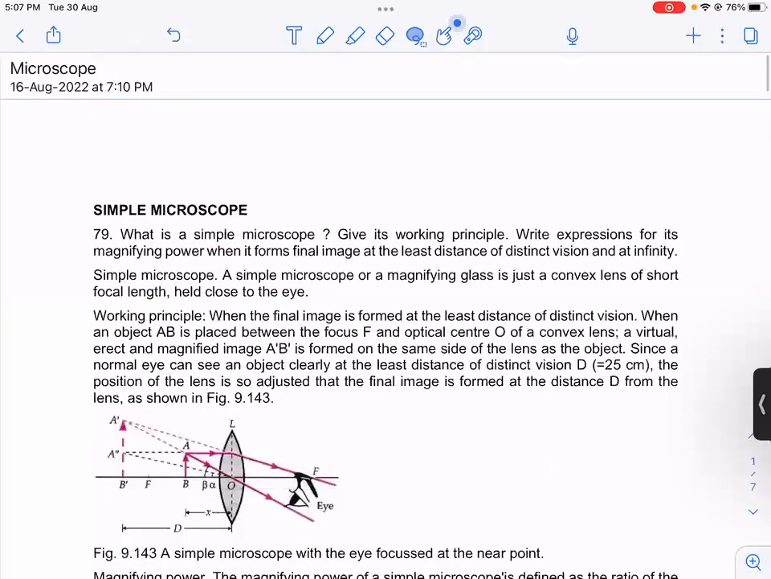Okay. So you know the name of this chapter, right? It's called ray optics and optical instruments. The ray optics part is over. We saw how the light gets refracted when it is passed through different kinds of optical substances. The last part that we're going to discuss is optical instruments.